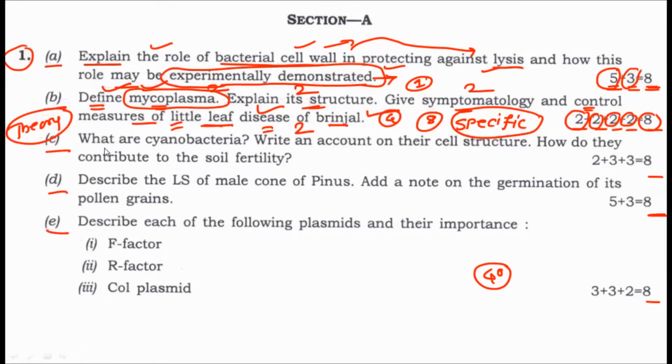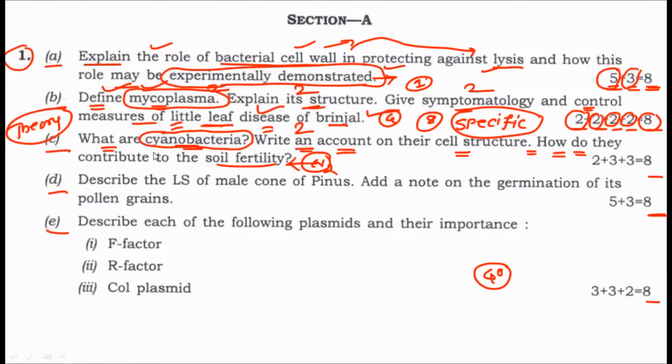The third sub question is: what are the cyanobacteria? Then write an account on their cell structure. How do they contribute to the soil fertility? As you know, the cyanobacteria are those bacteria which can photosynthesize, and some of them can be nitrogen fixers. So these nitrogen fixer bacteria accumulate lots of nitrogen which is then available to the plants. So they increase the soil fertility by enriching the soil with nitrogen, right? So quite an easy question.